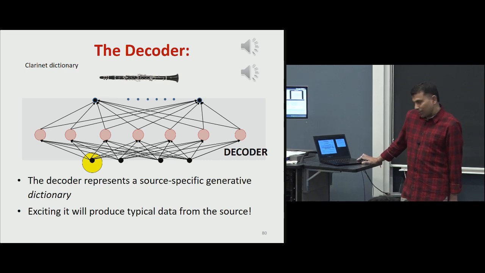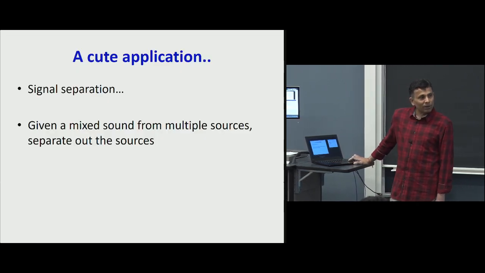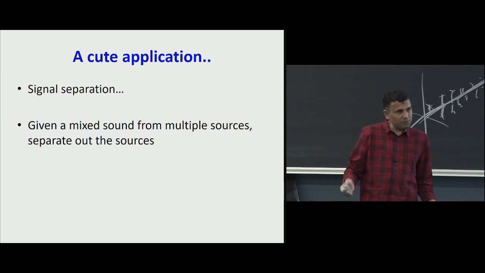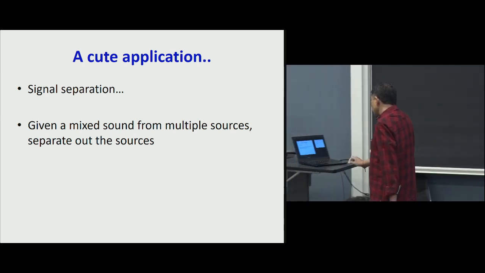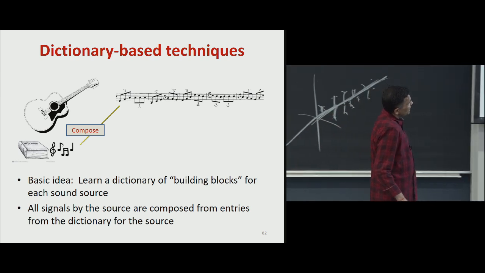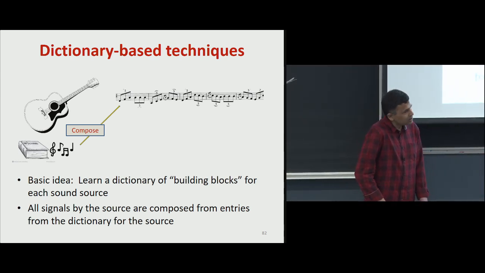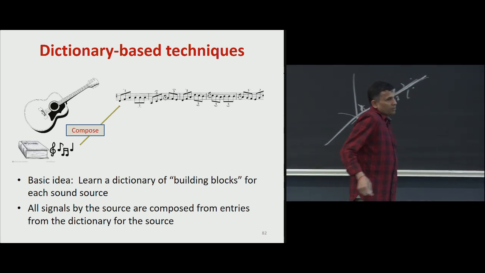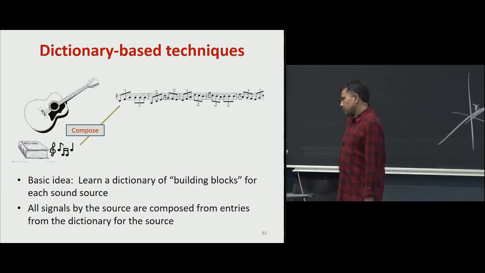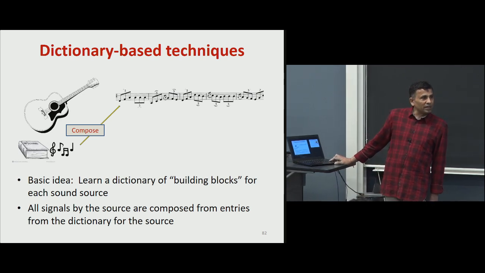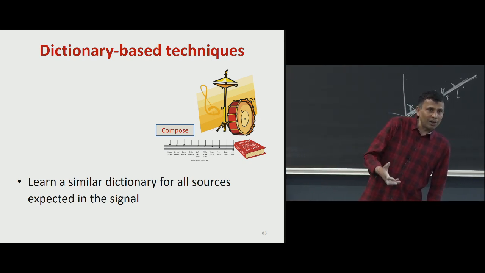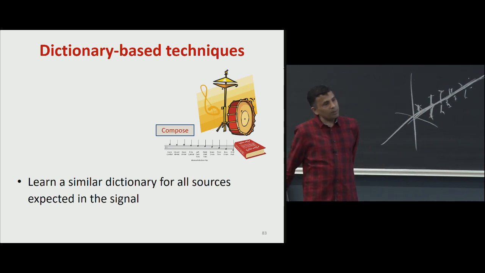And here's a cute little application I'll close up with. Signal separation, I like to play with this particular problem. You're given a mixed sound from multiple sources, like music, people singing, and you want to separate out the individual sources, right? There's an approach that we like to call dictionary-based. The basic idea is to learn a dictionary of building blocks for the sounds from each source. For example, if you're trying to separate drums from a guitar, you'd learn all about guitar notes somehow. And so you end up building a machine that can only produce guitar notes. Then simultaneously, you'd train a separate machine which learns how to produce drum notes, and you'd end up with a machine that only produces drum notes.